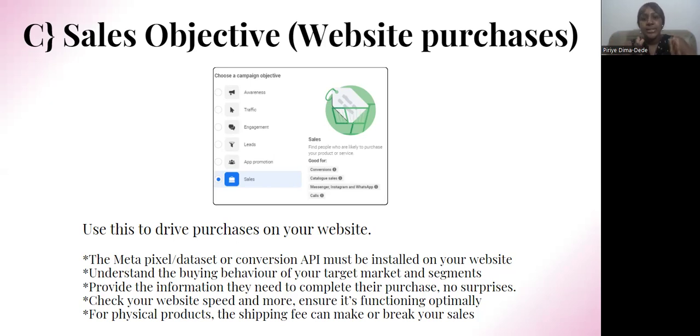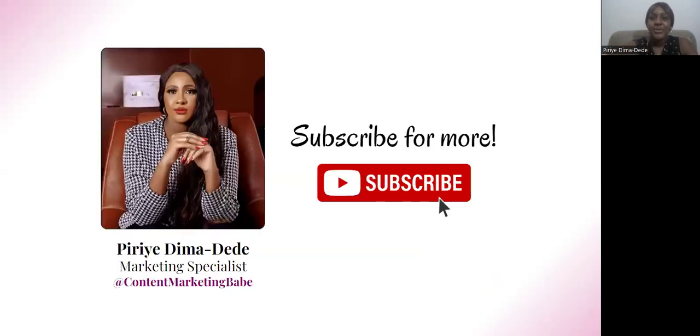So ensure that if you're running this ad to get people to purchase on your website, you are accounting for all these different factors: the shipping fee, ensuring you have tracking on your website, providing the information that people need to complete their purchase without reaching out to support staff, and so on. So these are the 3 objectives I wanted to talk about.